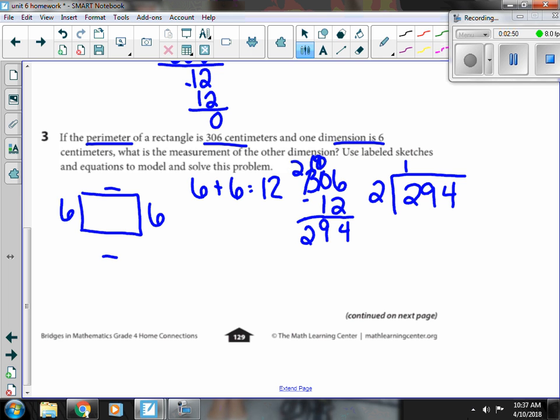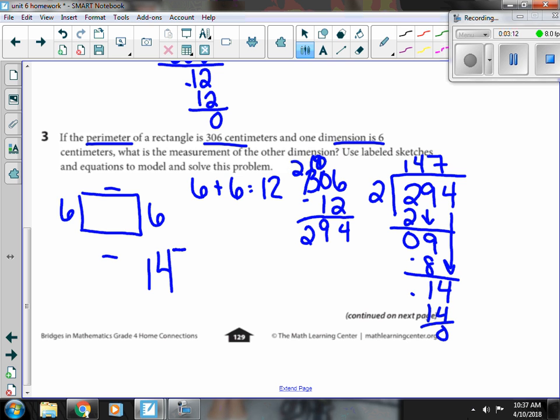2 goes into 2 once. I subtract, I get 0, I bring down my 9. 2 goes into 9 4 times. 4 times 2 is 8, I subtract, I get 1, bring down my 4. 2 goes into 14 7 times with no remainder. So I know my other side is 147 centimeters.